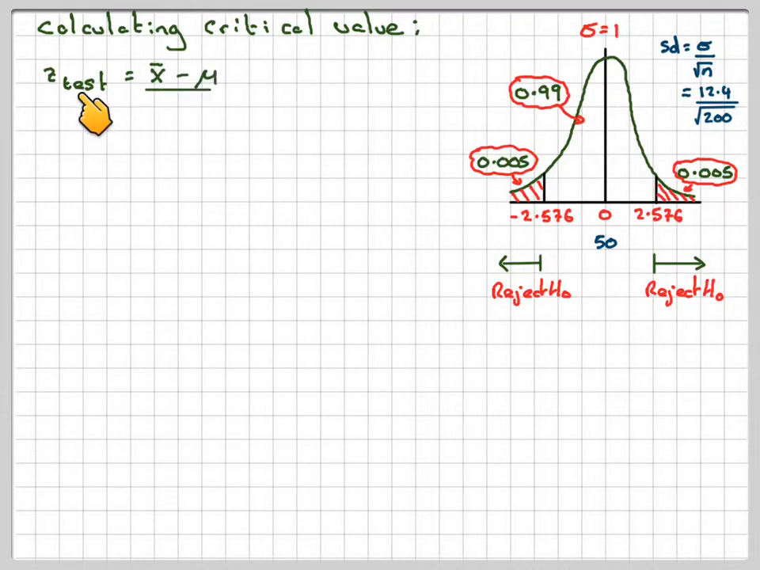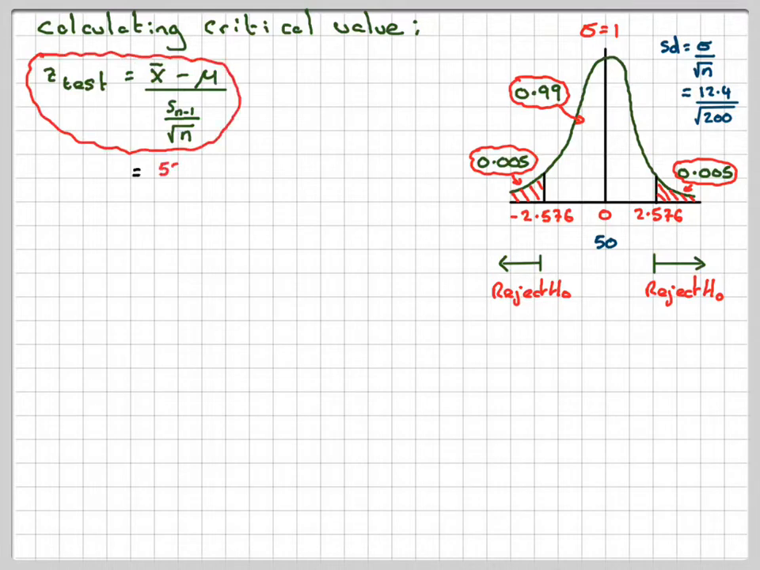Right, so our test value will be the sample mean minus the population mean over our estimated standard deviation over the square root of the sample size. So that's going to be 52.3 minus 50 over 12.4 divided by the square root of 200. That's going to give me 2.623 if I do that on my calculator. Where is that value? Well, that value will be here. Okay, it's more than that value there. It's in our critical region, and therefore we are now prepared to make our conclusion.